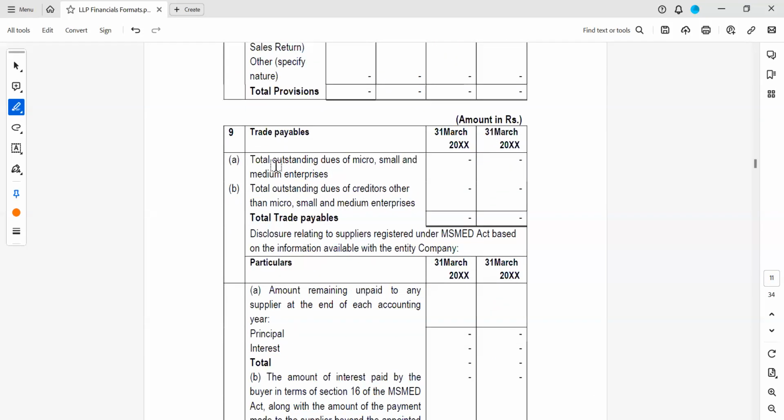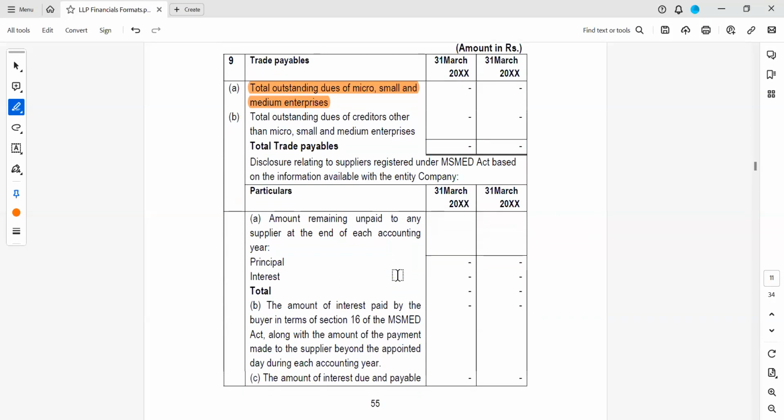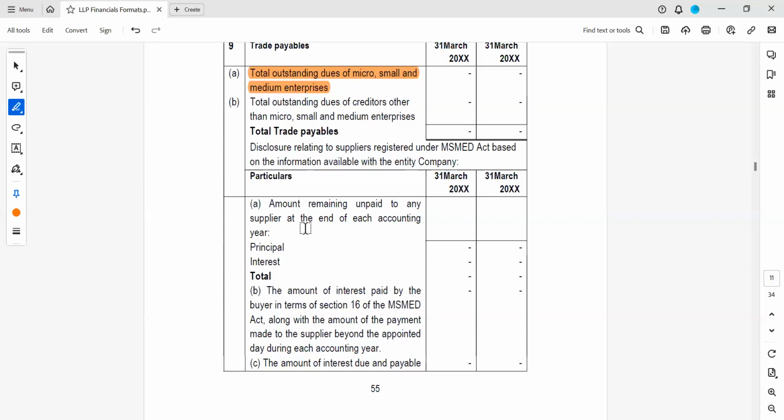Again, you see here, very important, MSME, right? You have to give the MSME breakup. Okay, there is no aging here, but you have to give the breakup and you have to provide for interest also. There is no exception for LLP. Other than MSME, disclosure relating to suppliers registered under the MSME Act, based on the information available with the entity. Amount remaining unpaid to any supplier at the end of each accounting year, principal and interest. This breakup has to be given.